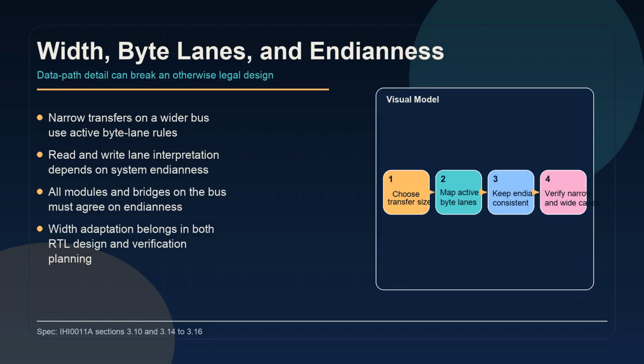Width and Endianness are easy to handwave and costly to get wrong. The document is explicit that active byte lanes depend on transfer size and system Endianness, and that all modules on the bus must agree on that Endianness. This is a design rule, a bridge rule, and a verification rule all at once.